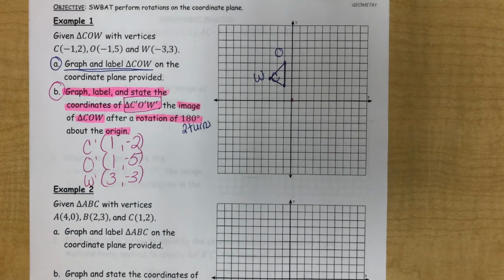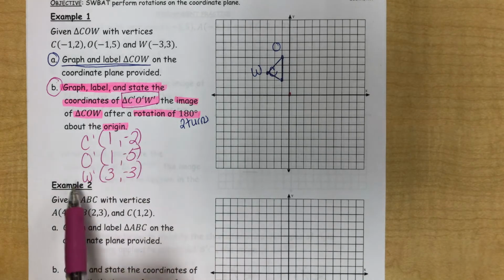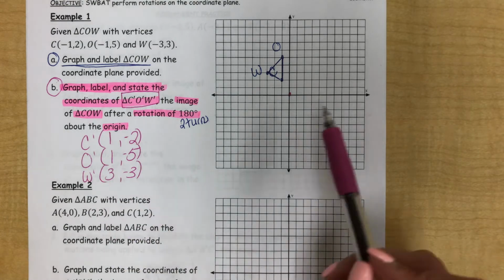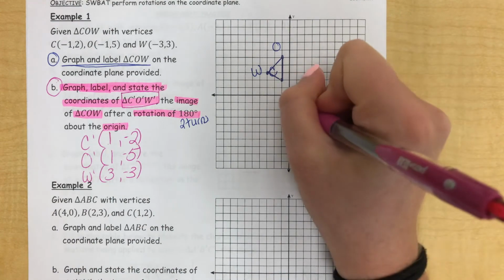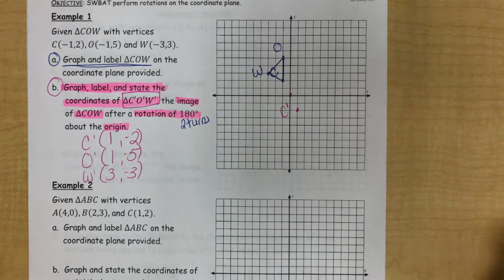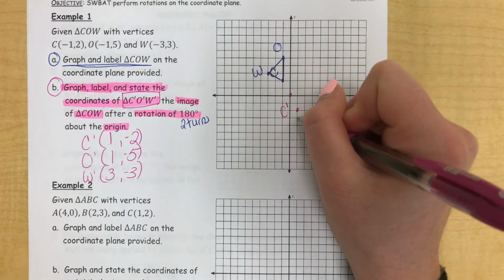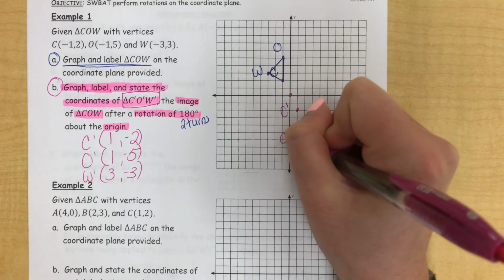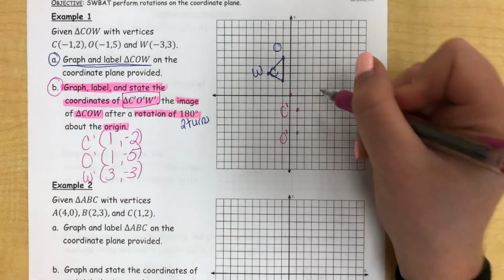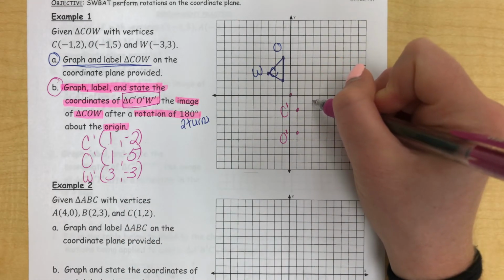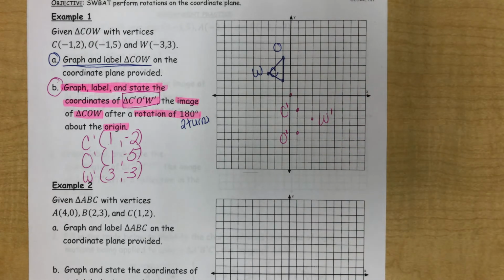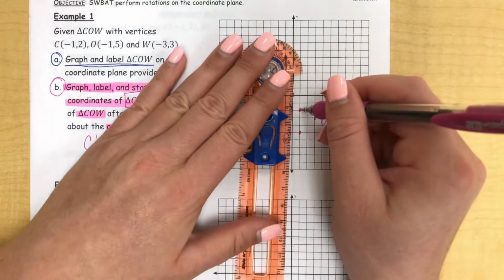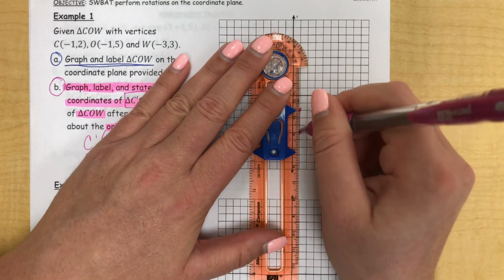All right, I'm only turning my paper to help me figure out what those prime coordinates are going to be. But now that I have them, I'm going to graph it regularly. So I'm going to plot 1, -2, and that's going to be C prime. I'm going to plot 1, -5, and that's O prime. And then I'm going to do 3, -3, and that's W prime. And then I'm going to grab my ruler, go ahead and connect to form my triangle here.